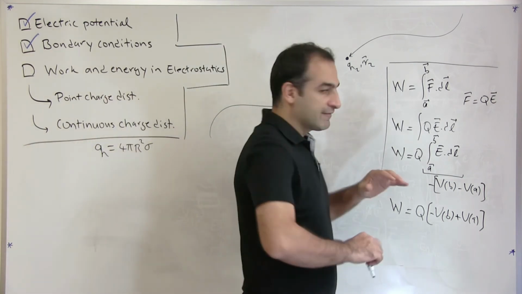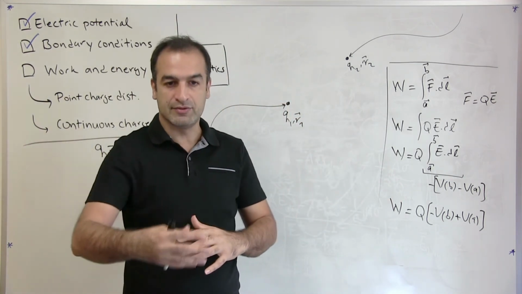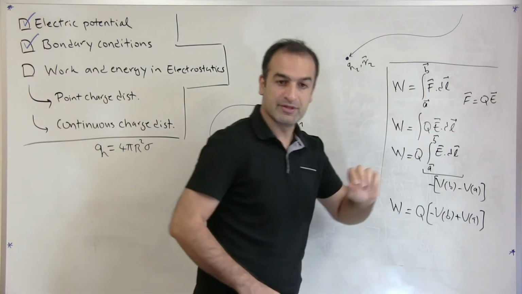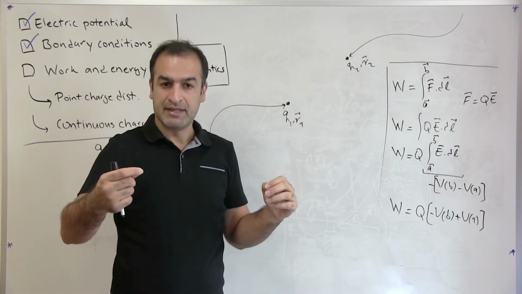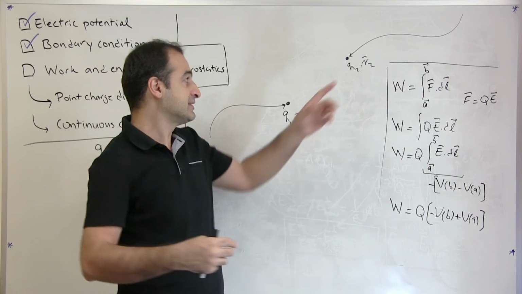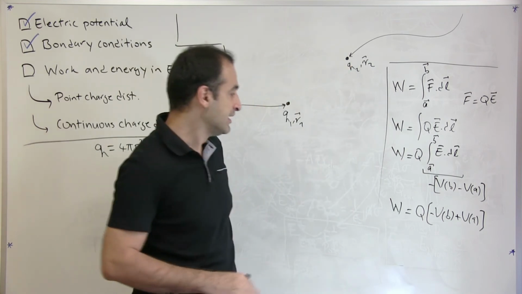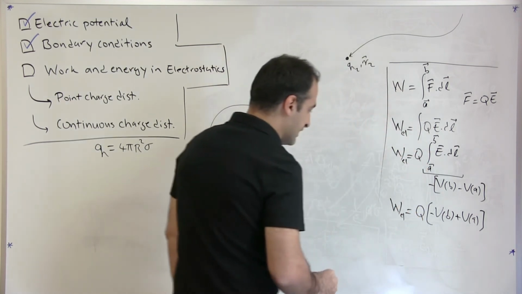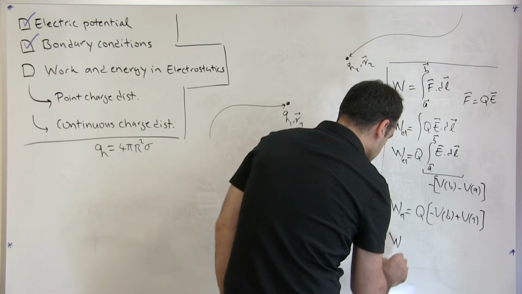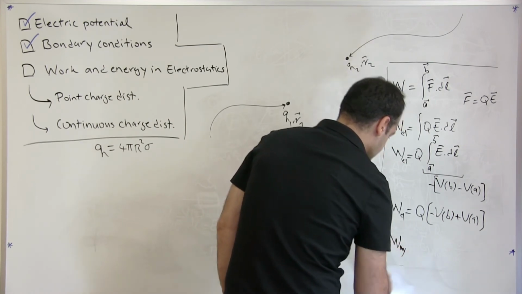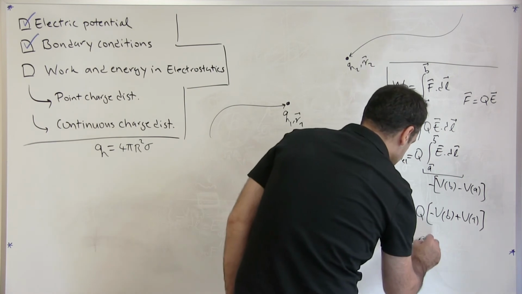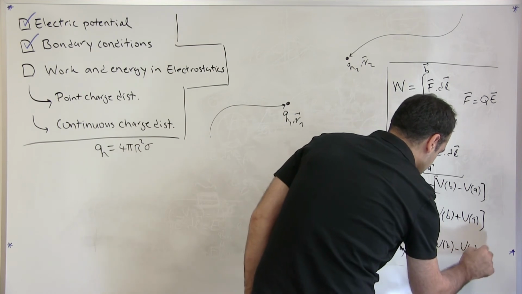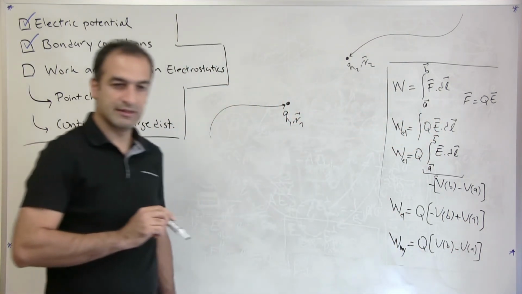If I want to calculate the work that I need to do to bring this charge all the way here, I should look at the negative of the force, because my force is going to counteract the force of the electrostatic interaction between these two. So this is the work of the electrostatic field, and the work that I need to do to move this, I'm going to say W_me, is going to be Q times VB minus VA, which is the negative of the other one.